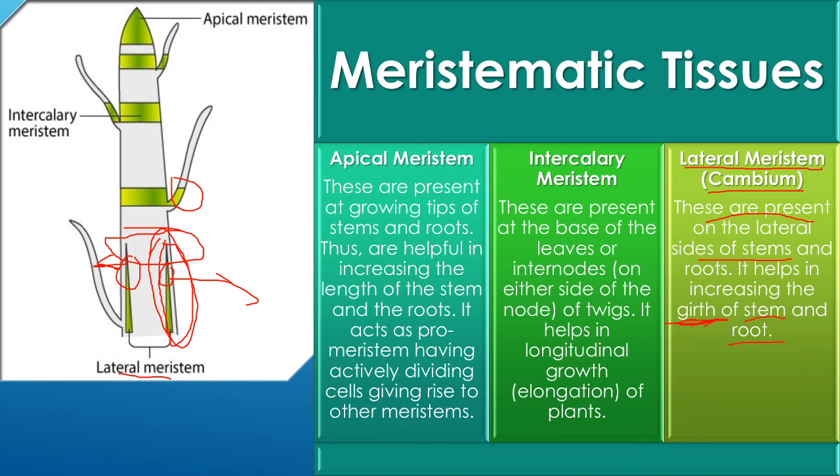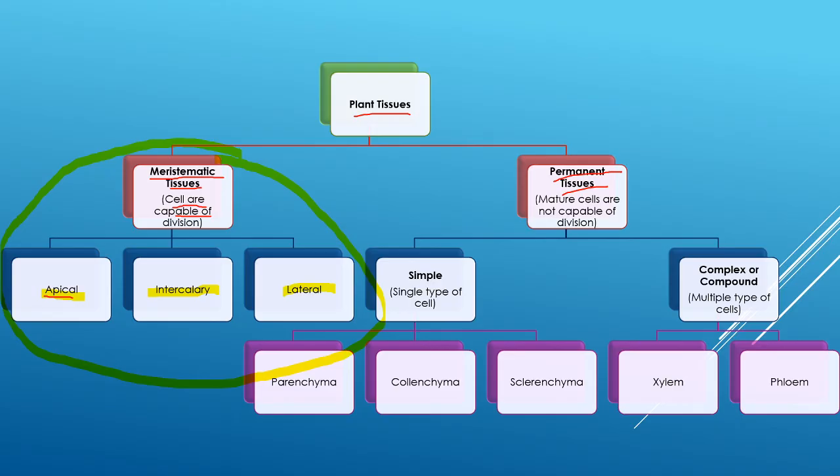It was a very short topic to keep this video short. In the next classes we will be studying the permanent tissues of the plant, which are mature cells that are not capable of division. They have a further division into simple permanent tissues, where only a single type of cell is present, and complex or compound tissues, where multiple types of cells are present. Simple permanent tissues are divided into parenchyma, collenchyma, and sclerenchyma, and complex permanent tissues are divided into xylem and phloem. We will study their structures in our later videos.